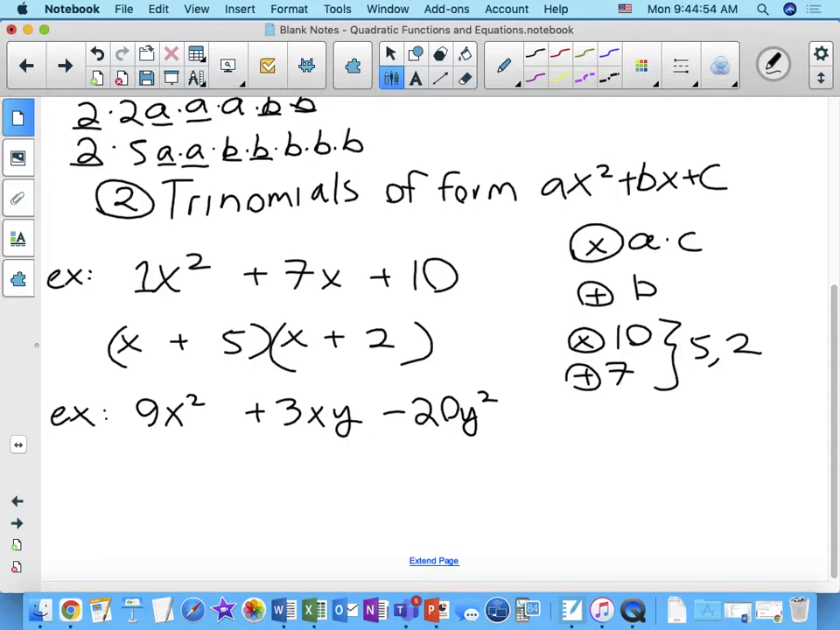If this had been a 7xy and that had been a 10y squared, the difference is that instead of this being x plus 5 and x plus 2, this would be x plus 5y and x plus 2y. Okay, so that's the only difference there. So we can deal with this. Okay, so we need to still find our two numbers that multiply to a times c and add to b. Okay, so what's a times c here? A times C?